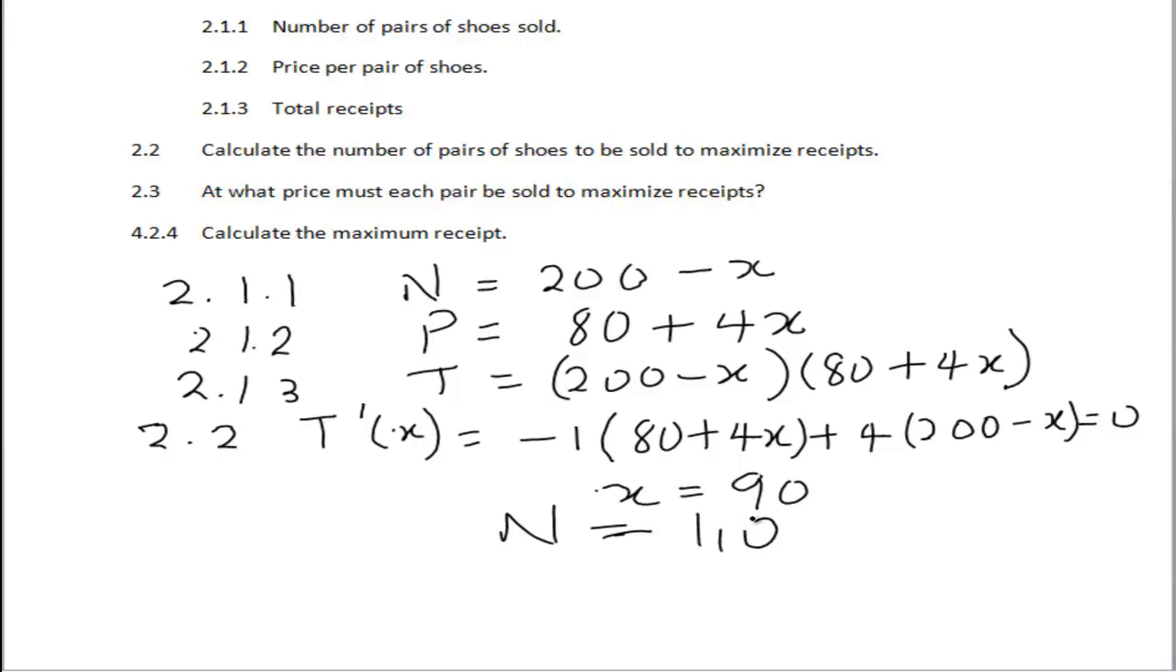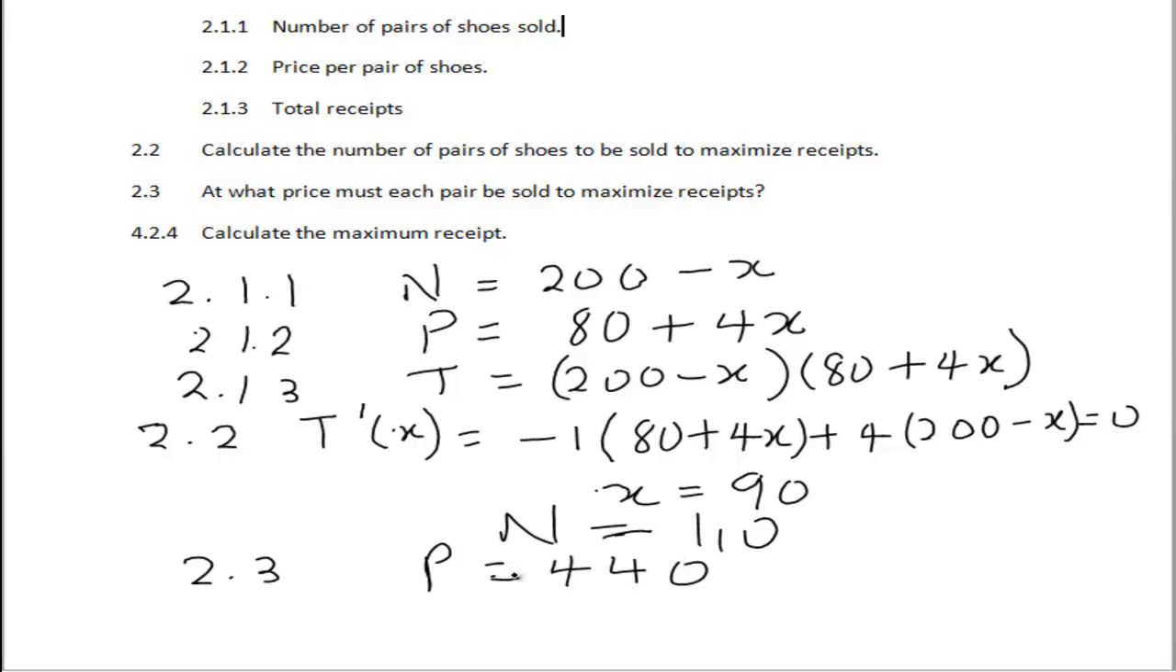And then the next question was, at what price must each pair be sold to maximize receipts? Now the price, remember, is 80 plus 4x. Now that's going to be a substantial amount, because it will be 4 times 90 is 360 plus 80 is 440. So in other words, the price would have to be 440 rands.